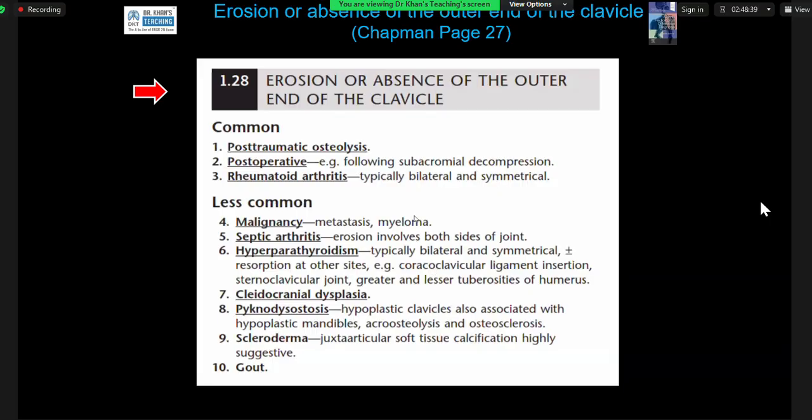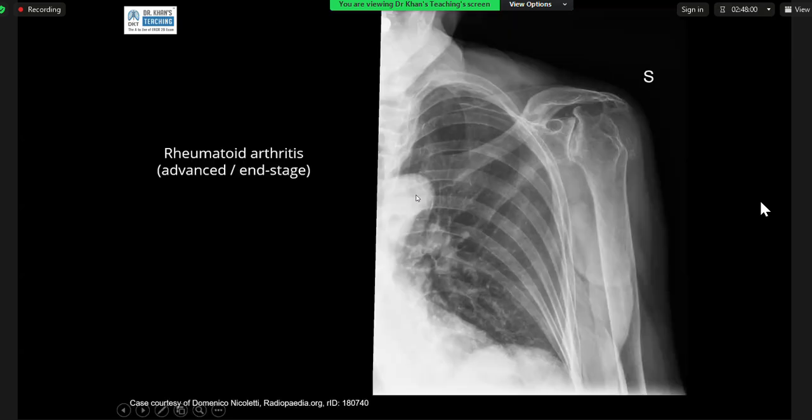But if you see here in your Chapman, there is a differential diagnosis, erosion or absence of the outer end of clavicle. Rheumatoid arthritis is one of them, typically bilateral and symmetrical. So the joint involved is the AC joint. With that, the shoulder joint can also be involved, and I'll show you cases to explain that further. Other than that, hyperparathyroidism, as well as some congenital conditions such as cleidocranial dysplasia and pycnodysostosis, will be in our differential because this was a bilateral finding.